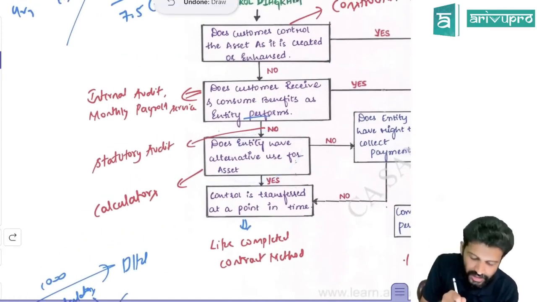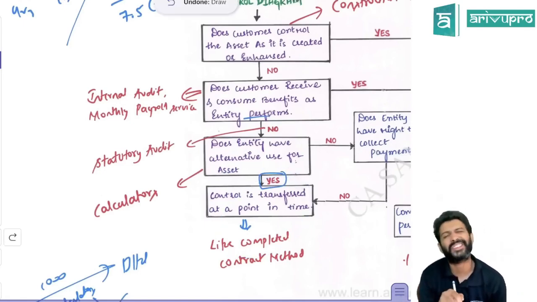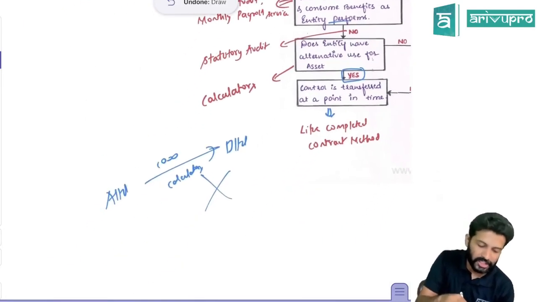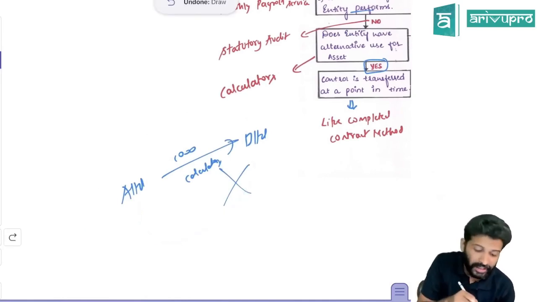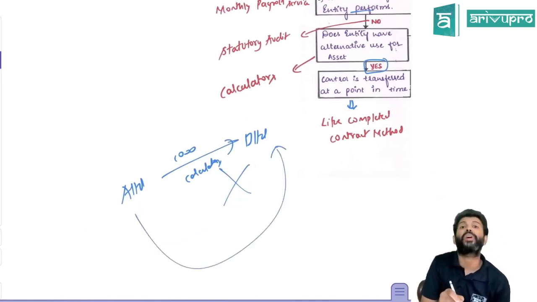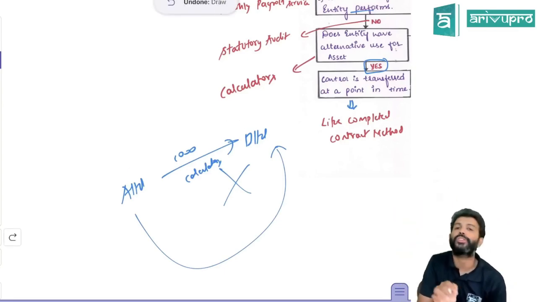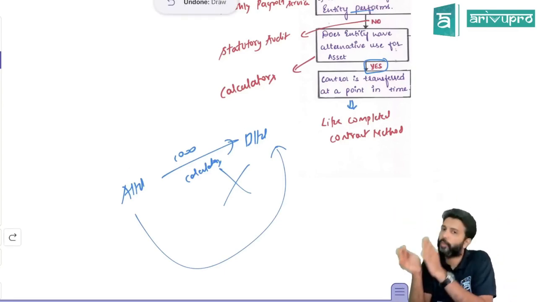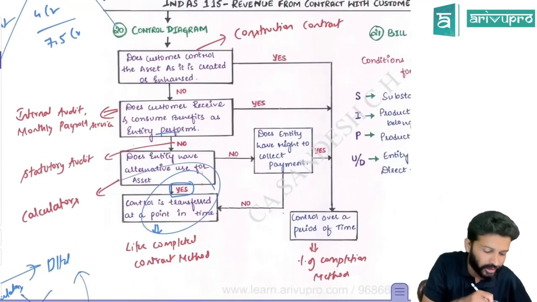So if the answer is yes, the entity does have an alternate use of the asset, then control is transferred at a point in time only. In this case, A cannot recognize the revenue on the contract date, only when A has fully performed the performance obligation. What is this performance obligation? To deliver the calculators. Once A Limited has given the 1,000 calculators to B Limited, only then is the performance obligation satisfied and only then can it recognize the revenue, because A has alternate use of the asset.